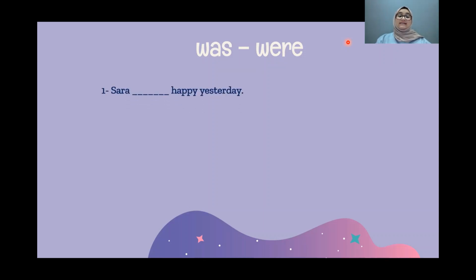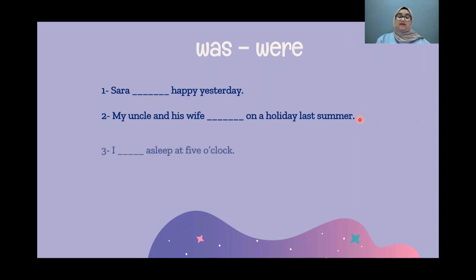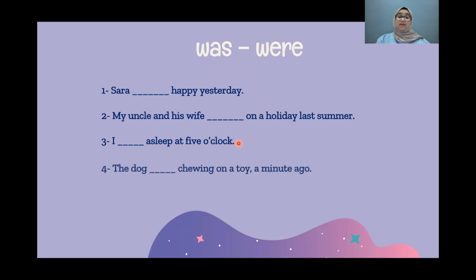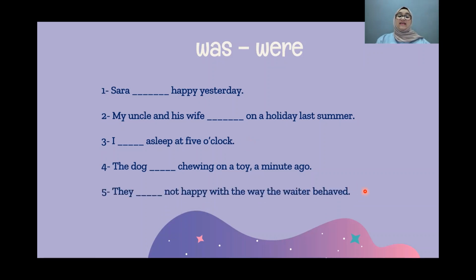Sentence number 1, Sarah blank happy yesterday. Sentence number 2, my uncle and his wife blank on a holiday last summer. Number 3, I blank asleep at 5 o'clock. Number 4, the dog blank chewing on a toy a minute ago. And finally, number 5, they blank not happy with the way the waiter behaved. All you have to do is answer with was or were. Now pause the video and answer.